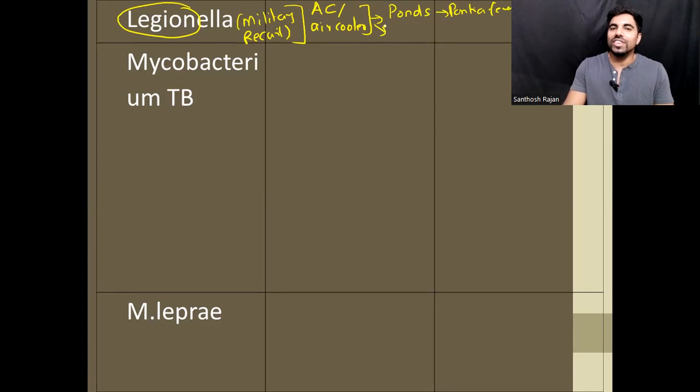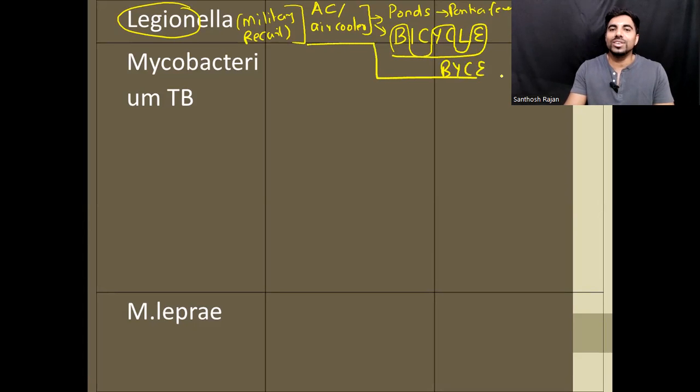But the most important thing, they are very simple. They usually travel on the bicycle. Sir, bicycle? BYCE media. That's what I said. Legionella grows here because the media's name is BYCE media. Got it? That was asked many times.